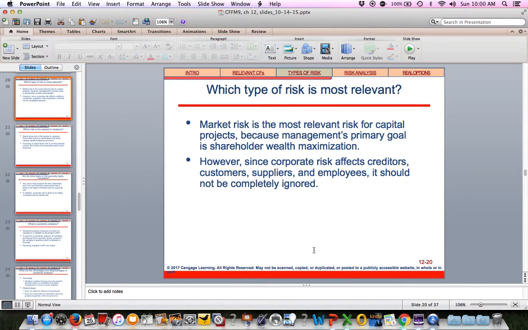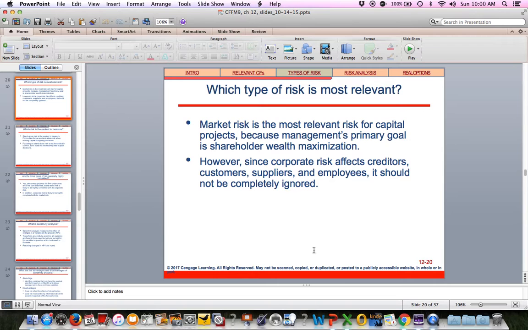Which is most relevant? Market risk is the most relevant for capital projects because management's primary goal is shareholder wealth maximization. Okay, so that's the most relevant one. However, since corporate risk affects creditors, customers, suppliers, and employees, it should not be completely ignored. Because market risk is the focus of investors, right? And that's really what this chapter is about. Well, I should say, this whole class is about maximizing the value of a firm to benefit shareholders.